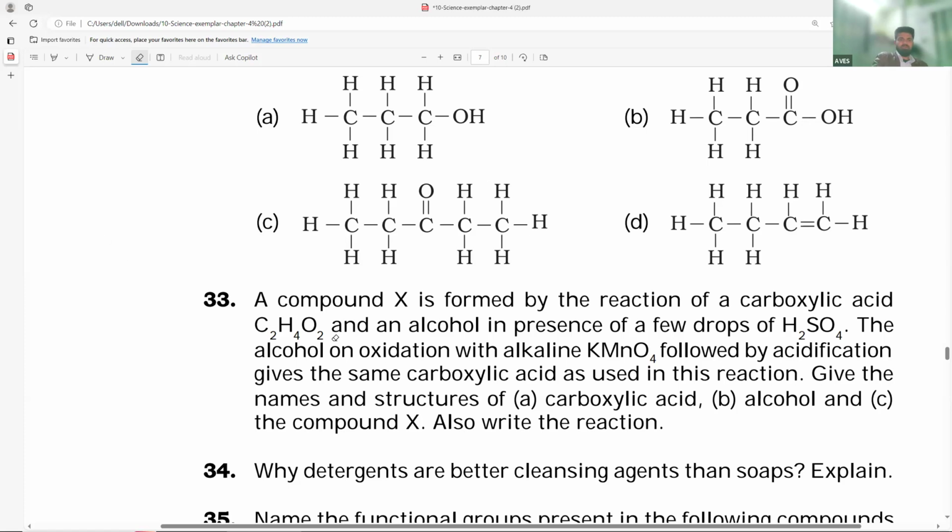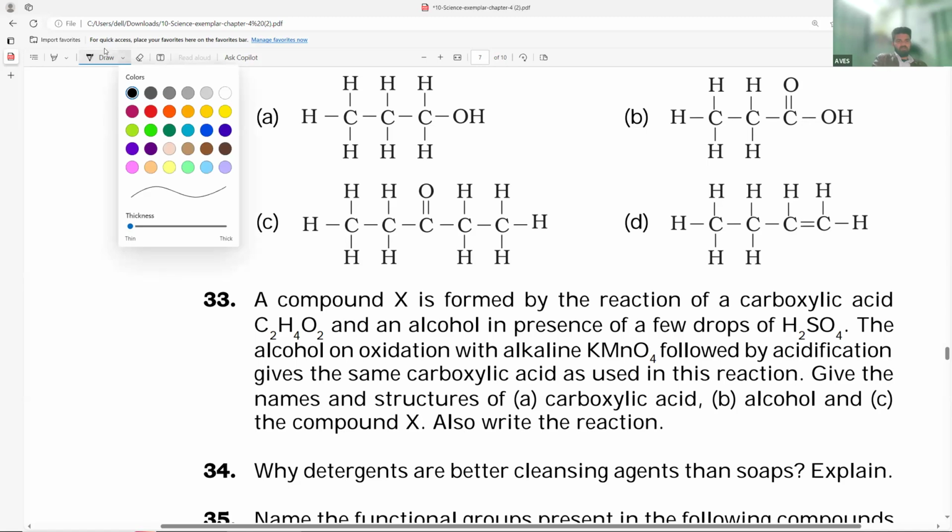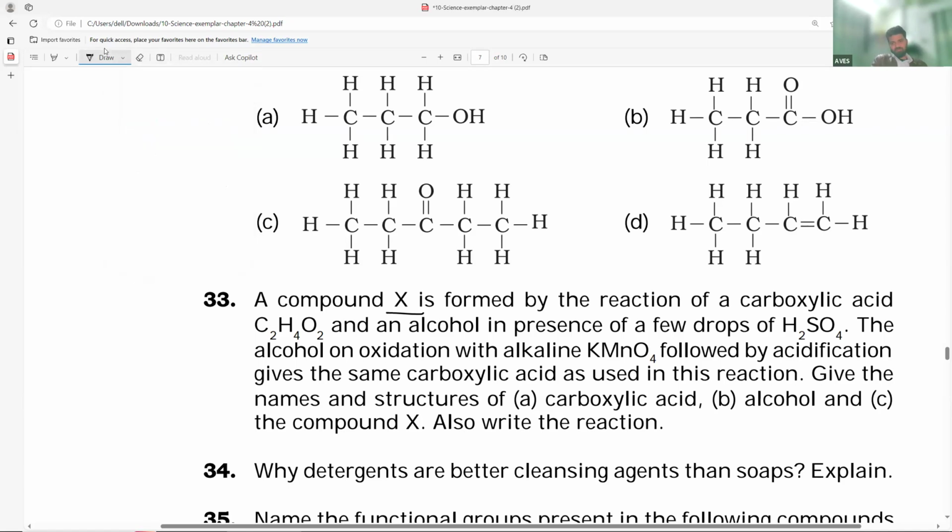Yes, this is very simple. If I talk about this one here only, it is saying compound X is formed. Any compound X is not reacting. First of all, just concentrate. Most of the students start doing compound X. So let's take this question. A compound X is formed when a carboxylic acid, this is the carboxylic acid, two carbon, and an alcohol are reacting. And we don't know how many carbons the alcohol has. So let's take this question so that you can understand it better.